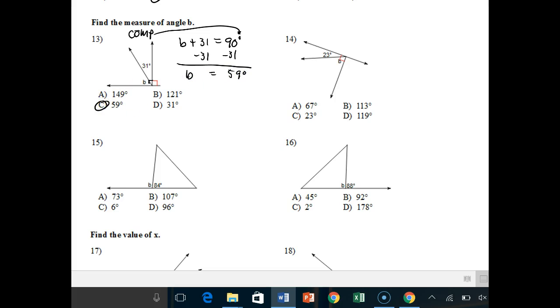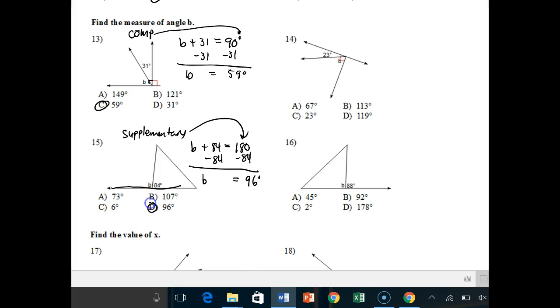In number 15, we have a supplementary relationship. And I'm not going to subtract because of the triangle being 180 degrees. I'm going to subtract because of the straight angle right here being 180 degrees. So we'll say B plus 84 is equal to not 90, but 180. Why 180? Because of the supplementary relationship. So we subtract 84 from both sides. When we do that, we get B is equal to 96 degrees. D is your answer.